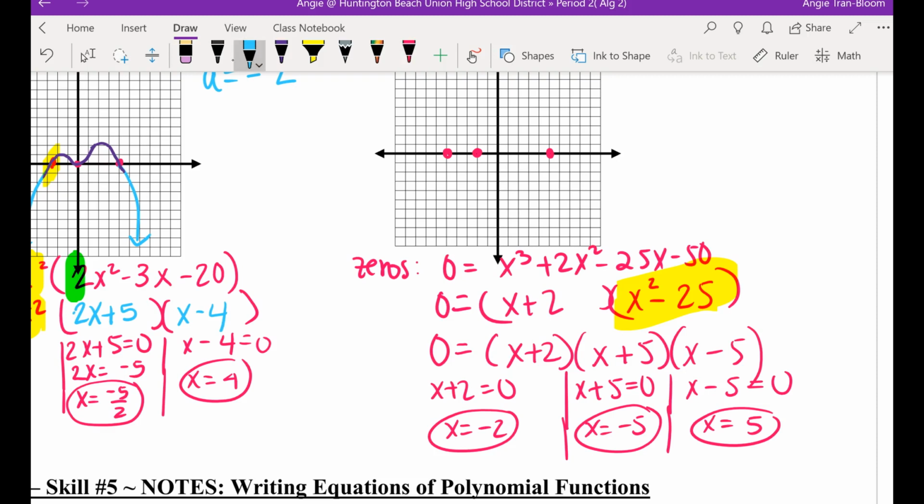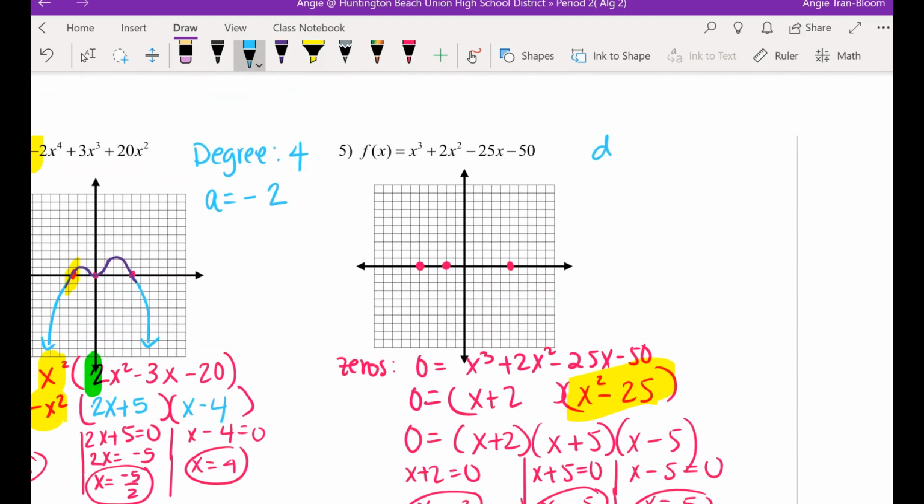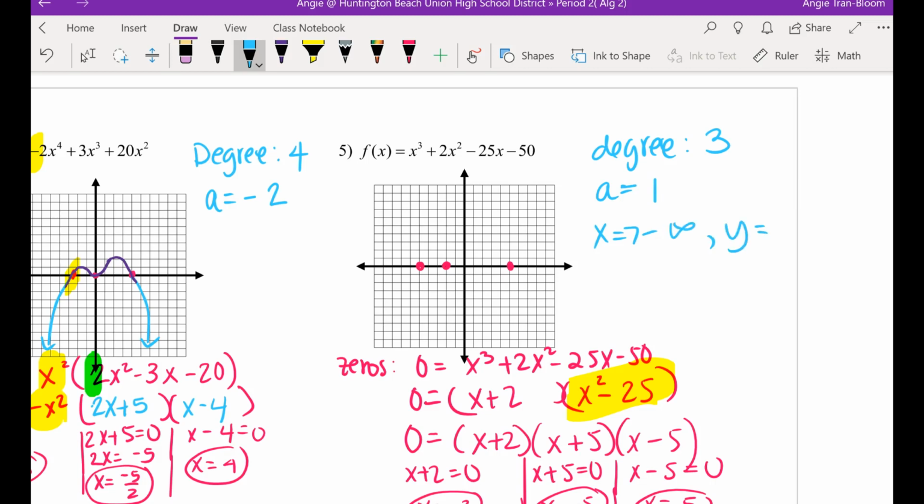Okay, so next we would like to find the end behavior, which will ask for degree. Guys, what's the degree? 3, good. What's an a value that we have? 1, okay. So if x approaches negative infinity, what's y approaching? What is it? Infinity. Do you guys agree? If x approaches negative infinity, y is approaching infinity?